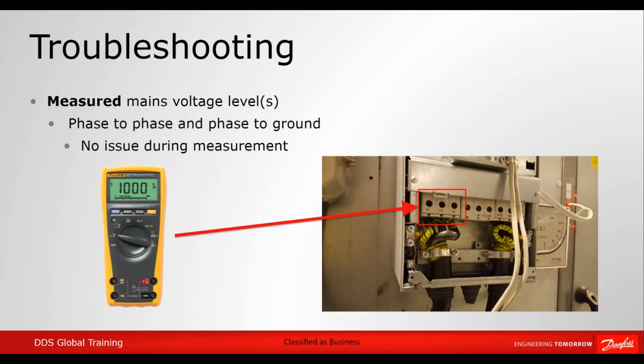Since there have been fault codes called undervoltage in the fault history, the mains supply voltage level was measured. Undervoltage fault is when the DC link voltage level is low. This is usually caused by a missing mains supply. In this case, no issue was found during measuring.